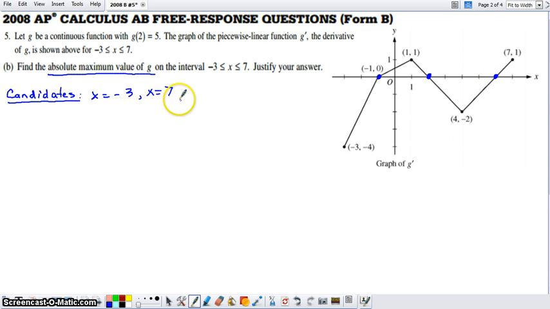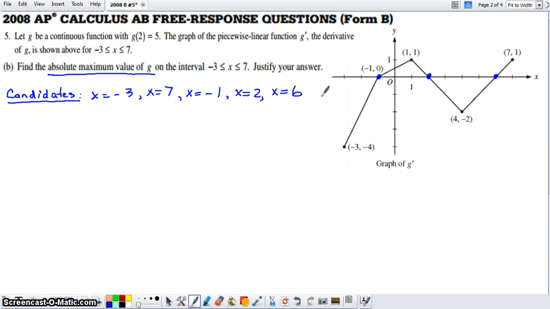So we have quite a few locations to consider here. We have to consider the x value of -1. That makes the derivative of g 0. The x value of 2 makes the derivative of g 0. And the x value of 6 makes the derivative of g 0. So we have quite a few places where the absolute max can potentially occur.